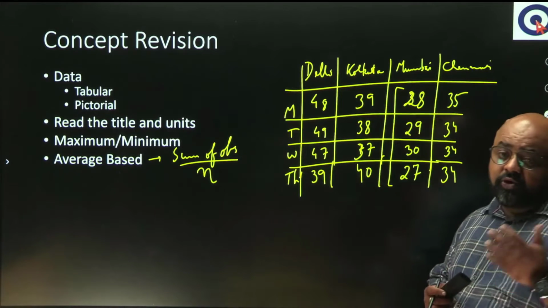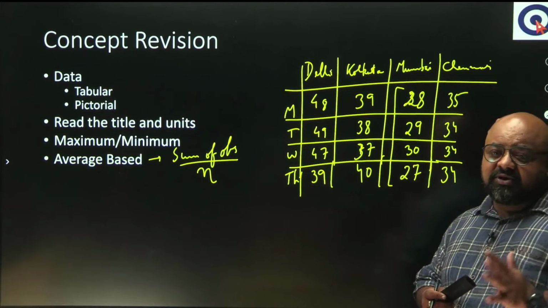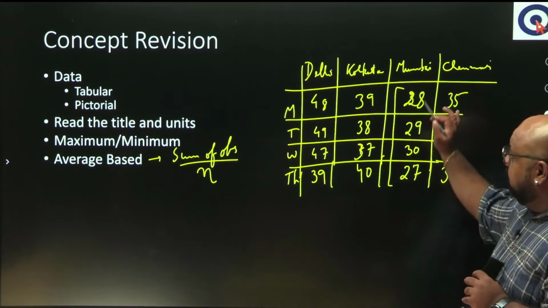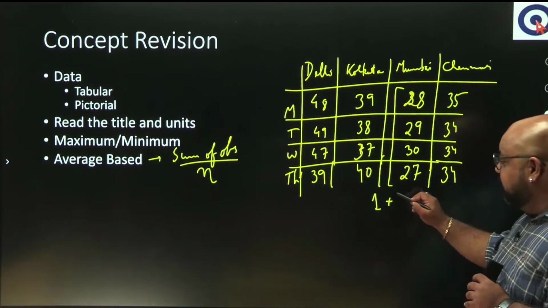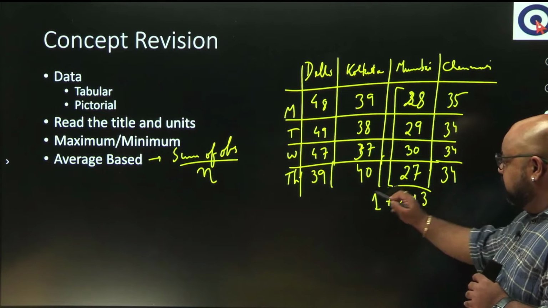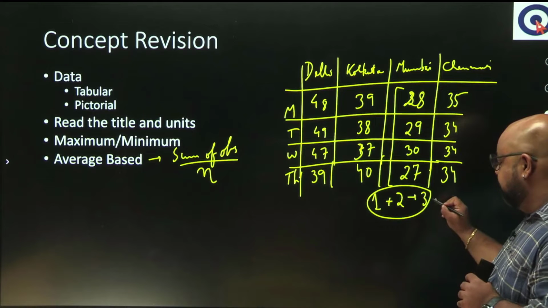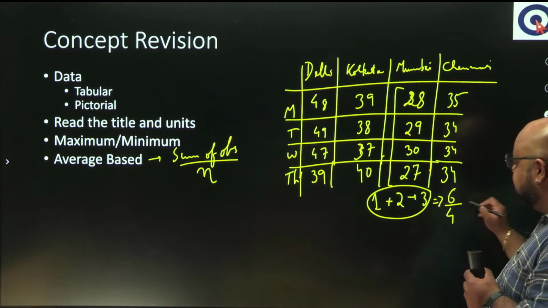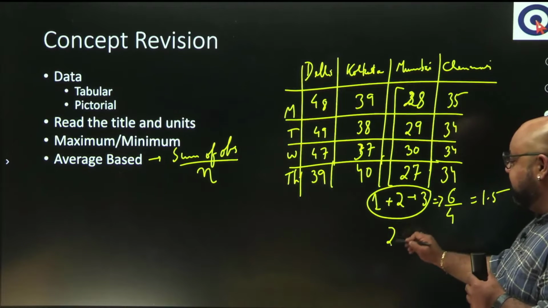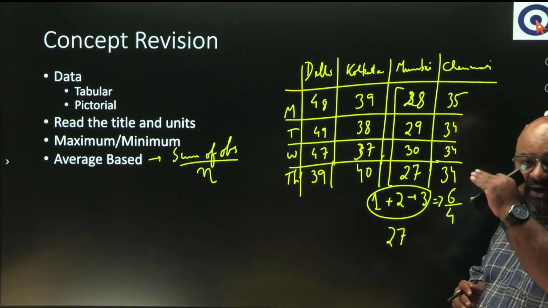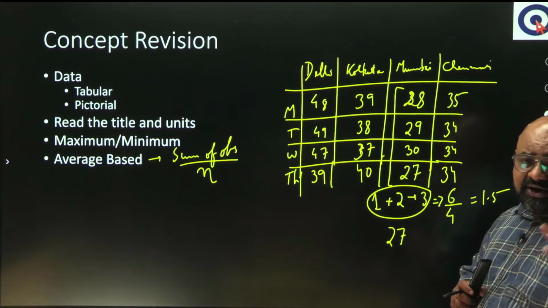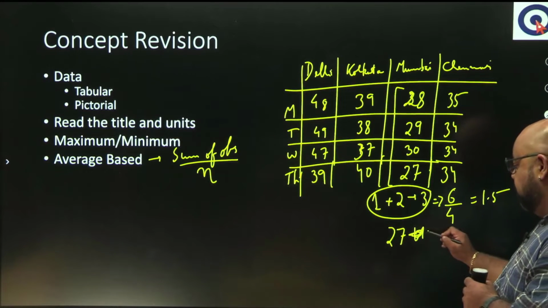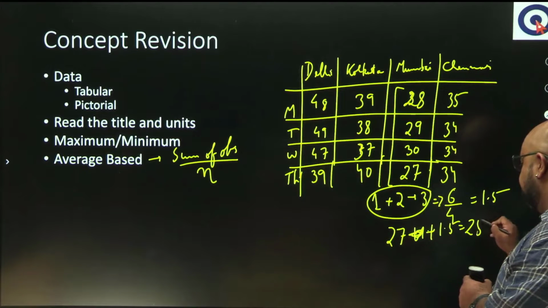Instead, what you might want to do is make all the values equal. All of these values are at least 27. In 28 I have 1 extra, in 29 I have 2 extra, in 30 I have 3 extra. So a total of 3 plus 2 plus 1, that is 6. If this 6 is divided over the 4 values, it is 1.5. So the average simply becomes: every day had 27 temperature, plus I had a total of 6 extra. I divide that amongst the 4 days, so each day gets 1.5. So the average becomes 27 plus 1.5, which is 28.5.